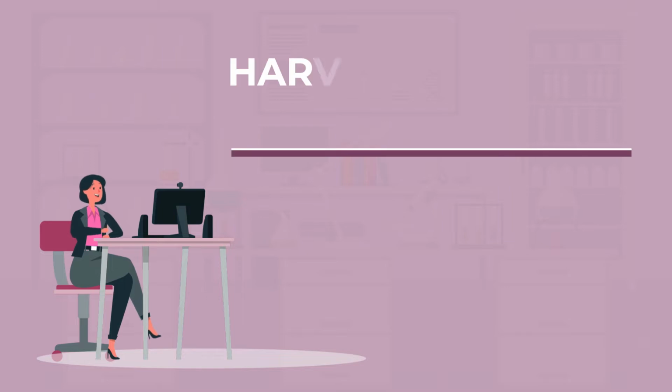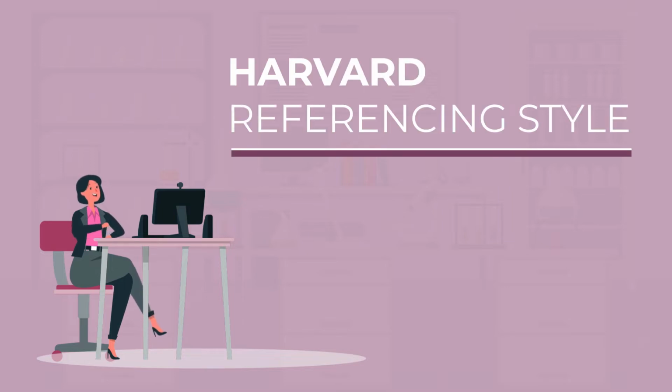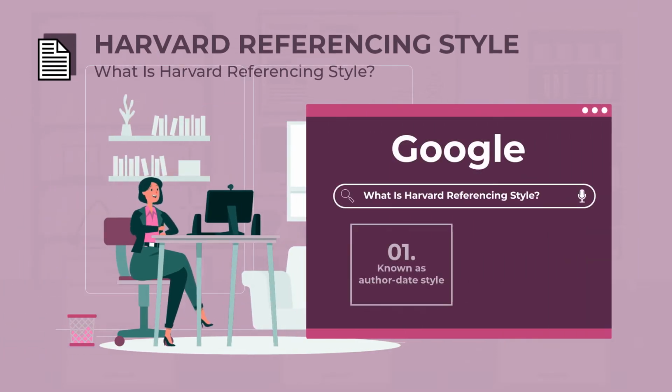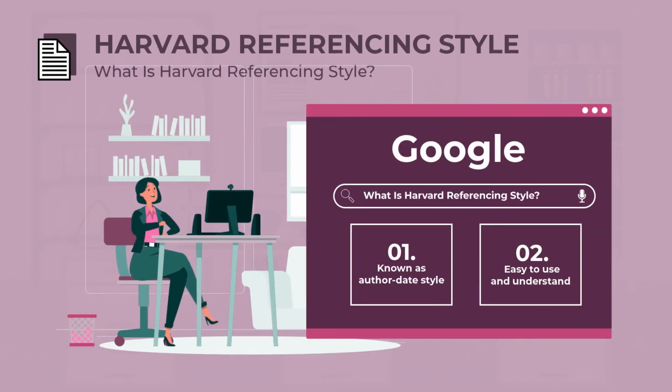Want to make your assignments more credible? In this video, we will look at an informative yet simple referencing style that will be easy for you to incorporate and easy for the reader to understand. Harvard referencing style, also known as author date style, allows students to easily credit someone else's work. It is a popular method used by students in their assignments to refer to original resources.